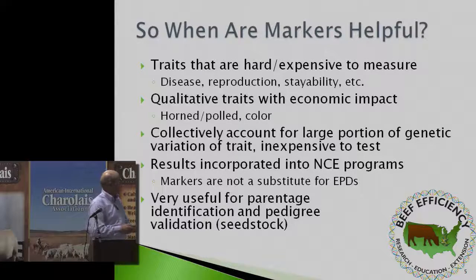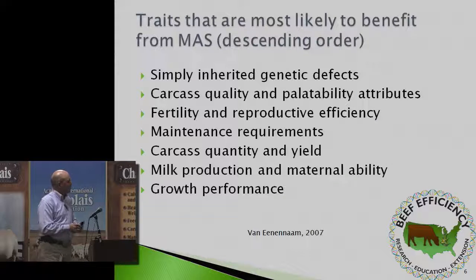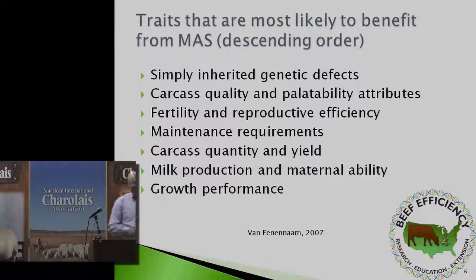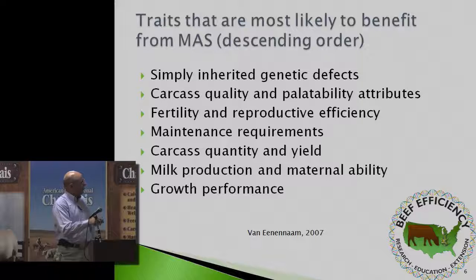Pretty good tool. Some traits that are obviously likely to benefit, this is from a colleague, Allison Van Eenam at Davis. Things that are simply inherited genetic defects, obviously one that this tool is very keen to work on and solve and help manage. Carcass quality, palatability attributes, particularly palatability. We don't collect very many of those phenotypes in our business, and so deriving that information and driving it across the sector is useful. Fertility and reproductive efficiency. Notice at the bottom of the list, growth performance.